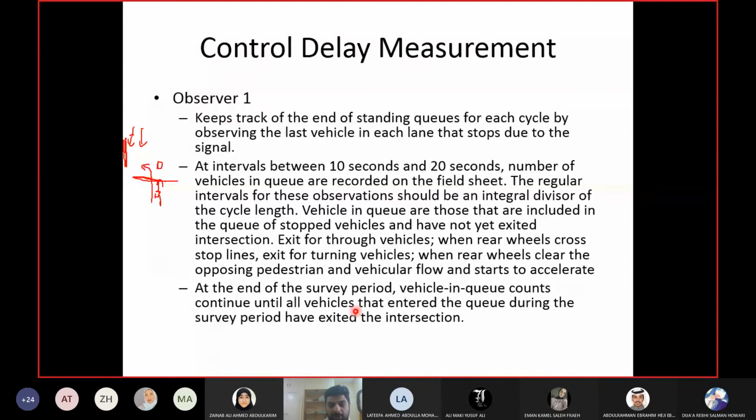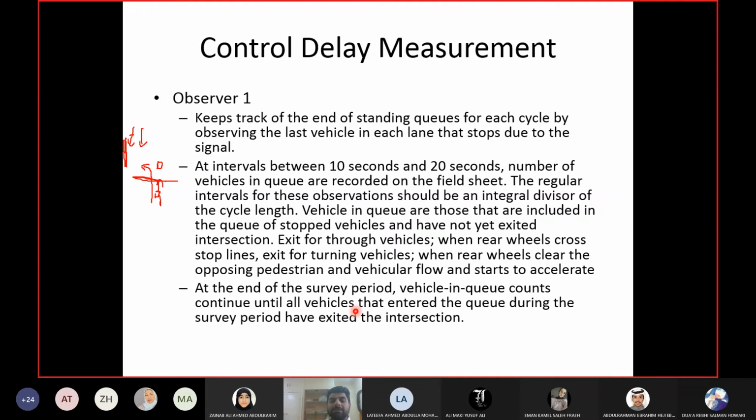During the 10 minutes, when you are observing the queues, the vehicles came to the intersection. These vehicles did not leave the intersection till the end of the 10 minutes. So you will continue your observations till these vehicles have left the intersection as well. If there were 10 vehicles in the queue at the end of the 10 minutes, you will continue the survey for extra time periods until these 10 vehicles leave the intersection.